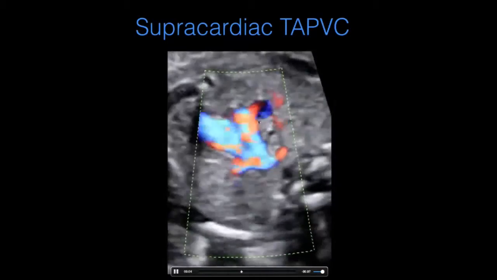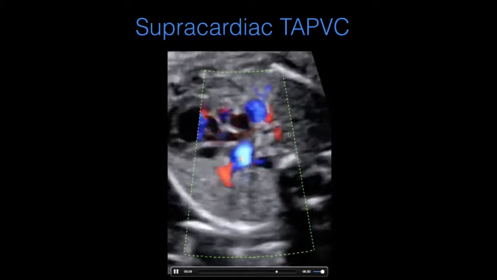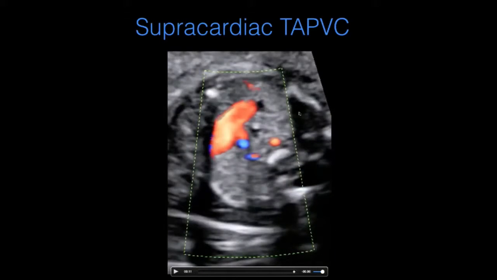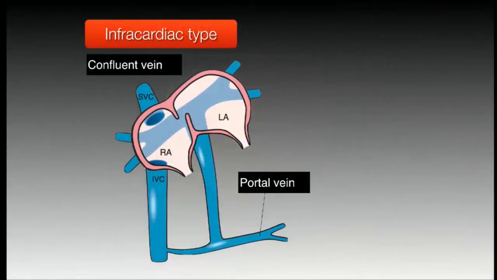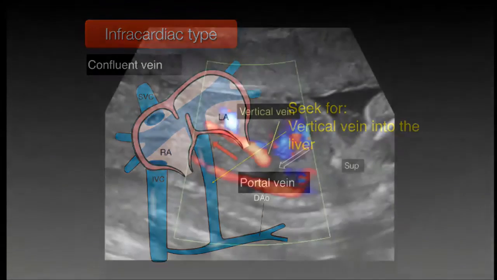There is some vessel here which should not be there, on the left side of the pulmonary artery. And if you go to the upper thorax, you see the dilated brachiocephalic vein, an important hint for the supracardiac type. And for the infracardiac type, I think it could be easy to think about, because you need to get a longitudinal view.